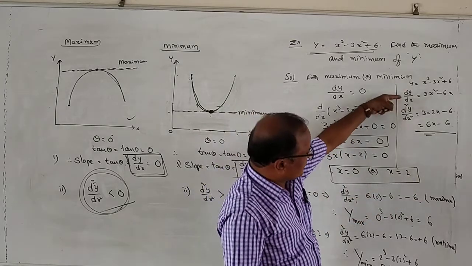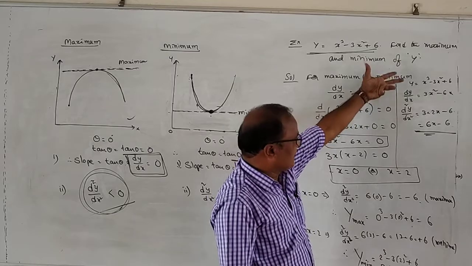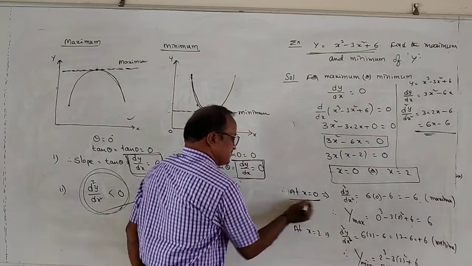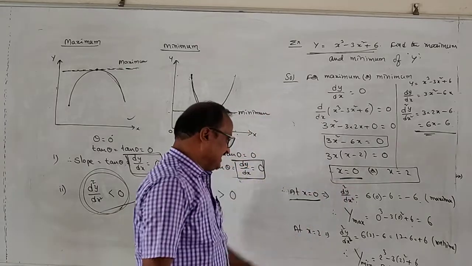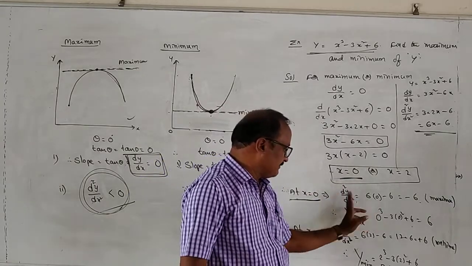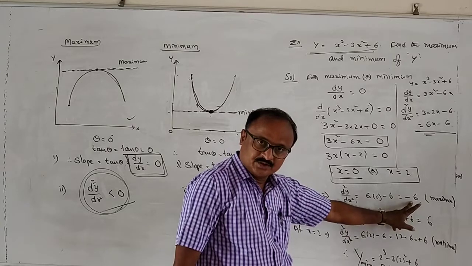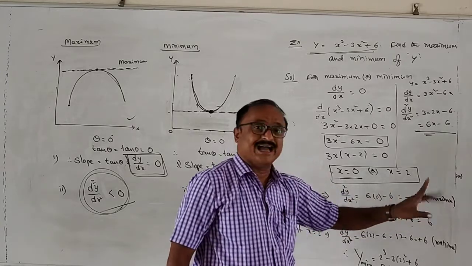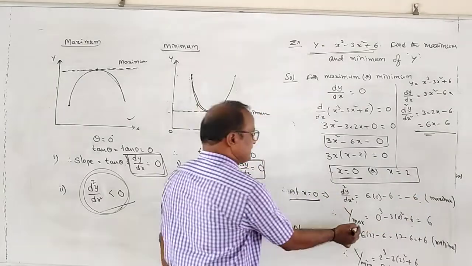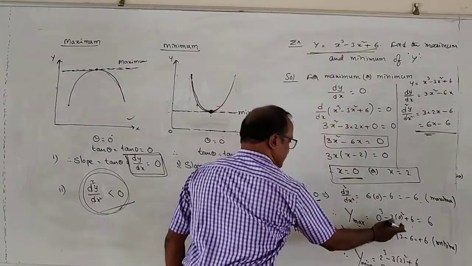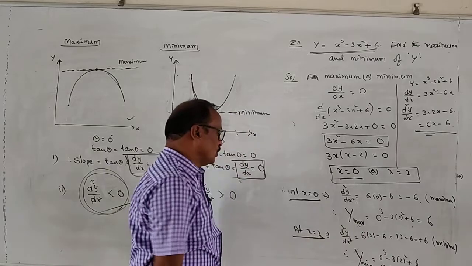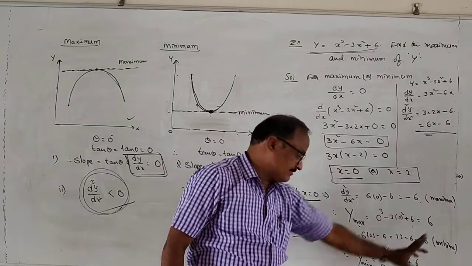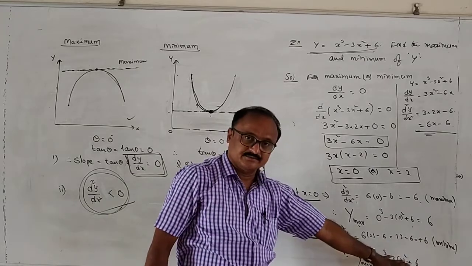Taking the derivative of dy by dx again, d square y by dx square is equal to 6x minus 6. For x equal to 0, d square y by dx square becomes negative. If d square y by dx square becomes negative, that is the condition for maxima, then y maxima is equal to 6. And if x equal to 2, d square y by dx square is a positive value, the condition for minimum. Therefore y minimum is equal to 2. Right?